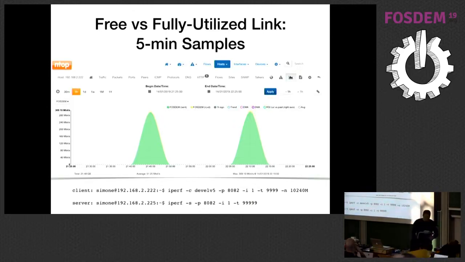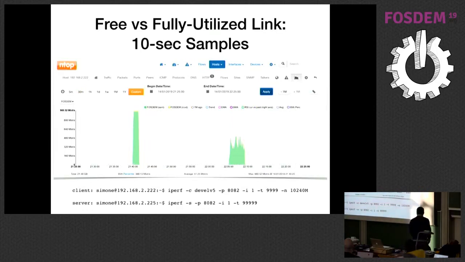Do you see any difference? No. The two bell-shaped curves are the same. So it's completely undetectable, the fact that the link was congested, if we use 5-minute samples. Let's see now what happens if we go from 5 minutes to 10-second samples. Well, as we can see from this chart, this is a different story.